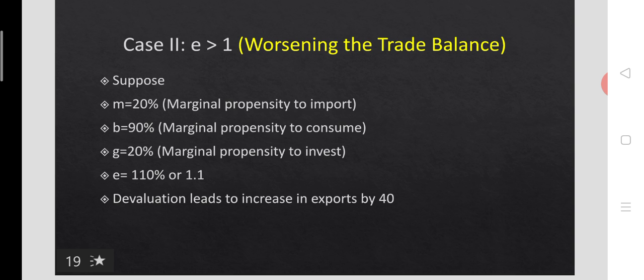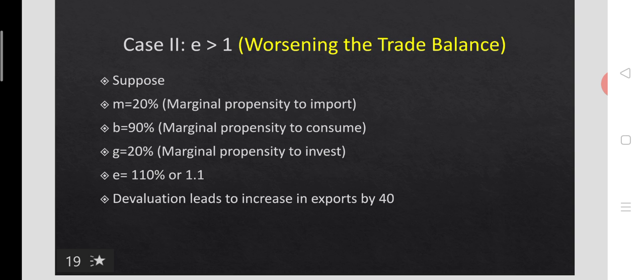Last class we discussed that when E is equal to 1, the trade balance after devaluation will be unaffected. So that is the first general rule. When E, or marginal propensity to absorb, is equal to 1, that means B plus G is equal to 1, and the trade balance remains unaffected. So here let's have the second and third rule. Let's look first at case 2, or the second rule of the absorption approach.